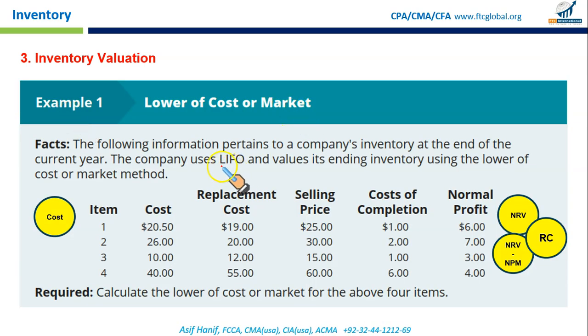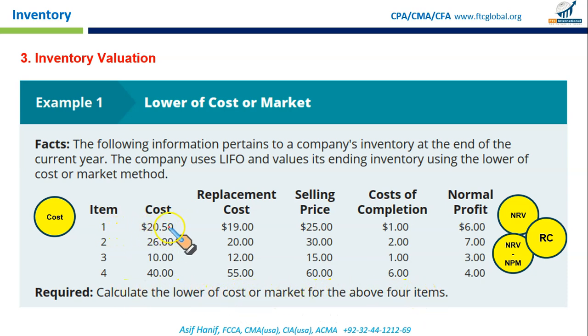LCM rule, which is applicable in case of LIFO or retail method. The following information pertains to a company's inventory at the end of the current year. The company uses LIFO and values its ending inventory using the lower of cost or market method. Calculate the lower of cost or market for the above four items.